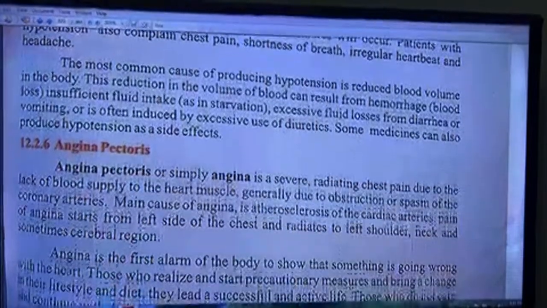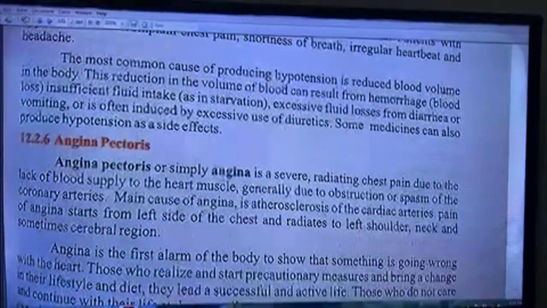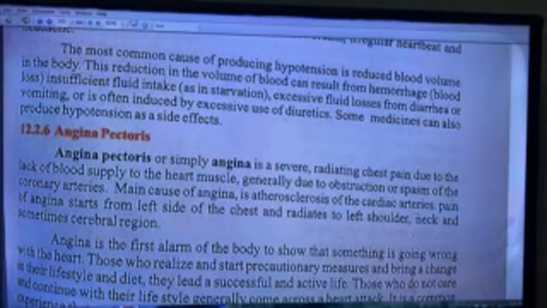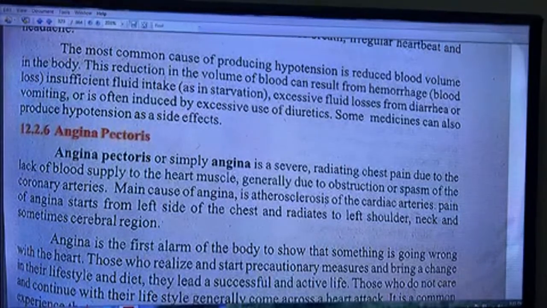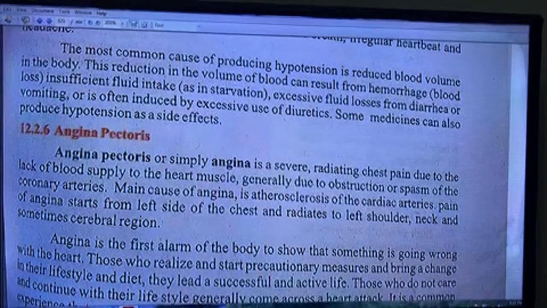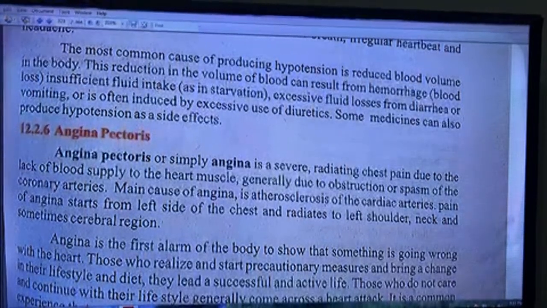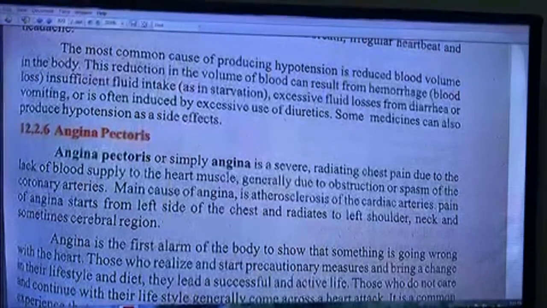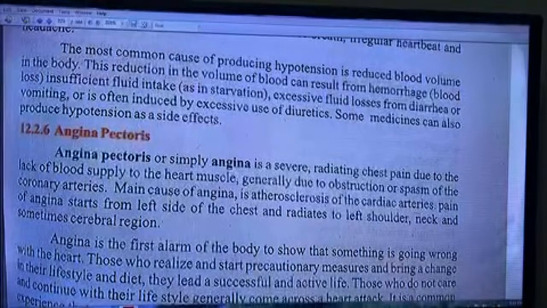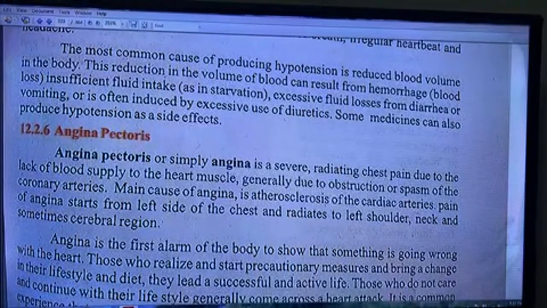The most common cause of hypotension is reduced blood volume in the body. This reduction in the volume of blood can result from hemorrhage, blood loss, insufficient fluid intake, as in starvation, excessive fluid losses from diarrhea or vomiting, or it is often induced by excessive use of diuretics. Some medicines can also produce hypotension as a side effect.